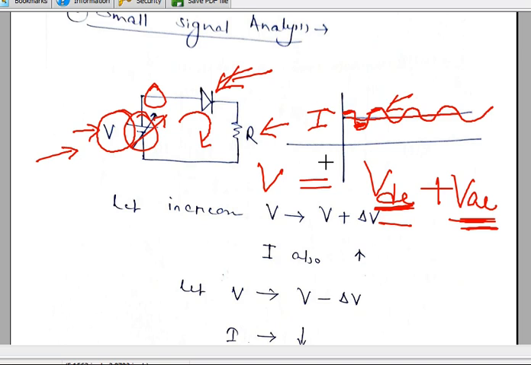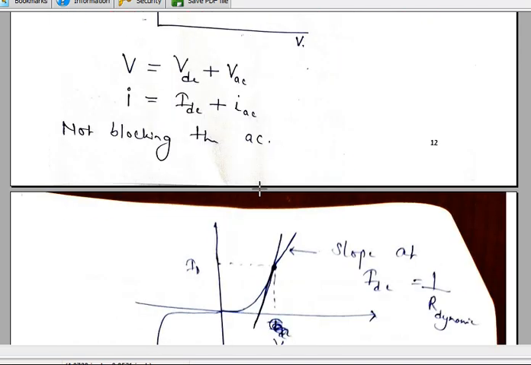So if this diode is forward biased and some positive current is flowing, and in that positive current you superimpose a very small amount of AC, the AC current component is going to flow without any blockage. It is not going to block the AC component. From that we can understand that the diode simply behaves like a short circuit for the AC component, but that's not totally true. It is going to offer some resistance. Let's understand how.